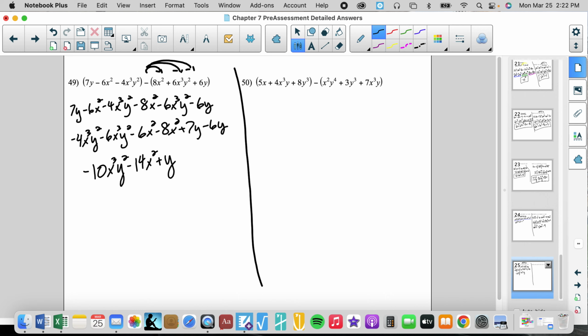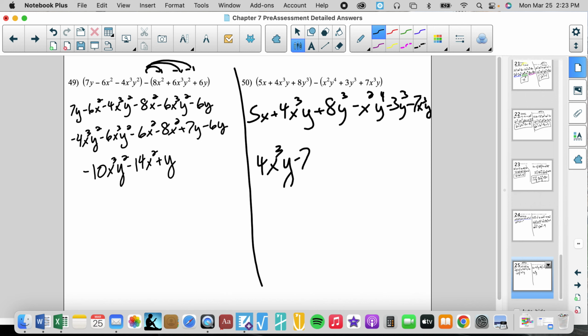Last one, I think, yes. 5x plus 4x to the third y plus 8y to the third minus x squared y to the fourth minus 3y to the third plus minus 7x to the third y. All right, 4x to the third y minus 7x to the third y, minus x squared y to the fourth plus 5x plus 8y to the third minus 3y to the third. That's there. So, partners, yep. So negative 3x cubed y.